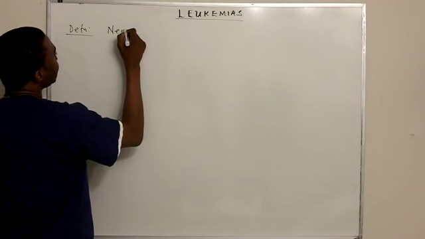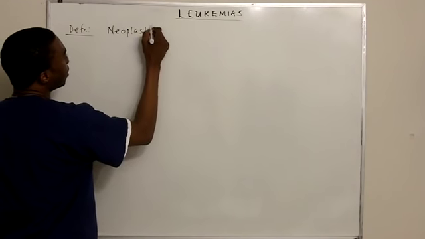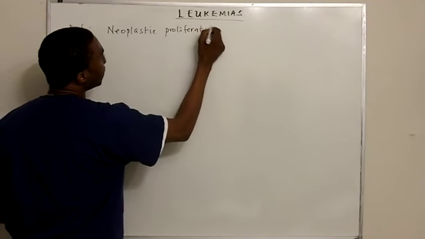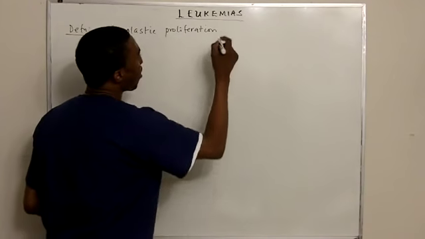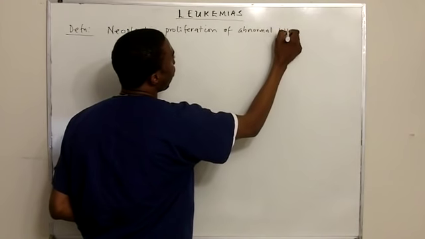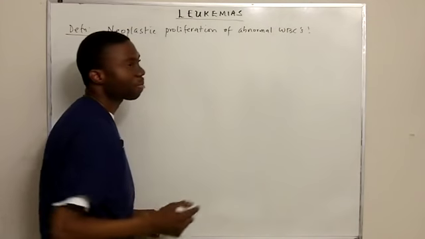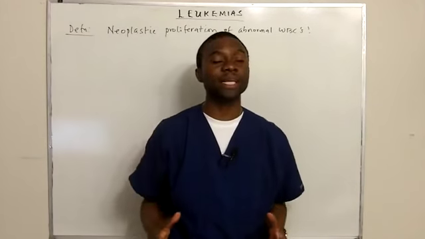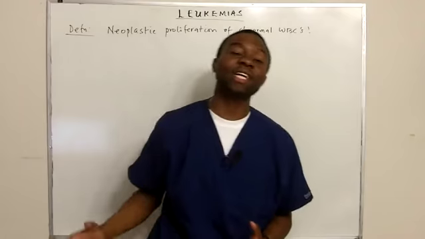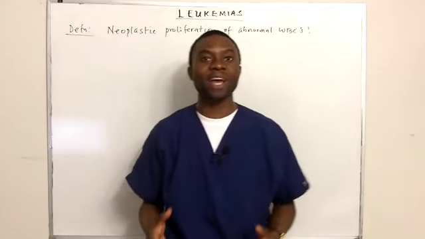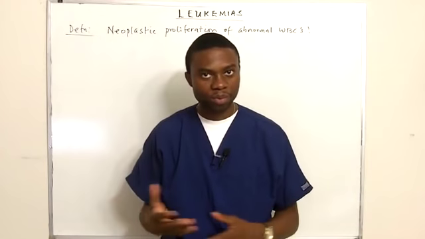It's a neoplastic, which means it's a cancer. Proliferation, which means they're growing very, very fast, of abnormal white blood cells. Now the problem is these abnormal white blood cells tend to accumulate inside the bone marrow and then they overcrowd the entire population, thus affecting normal white blood cell production.